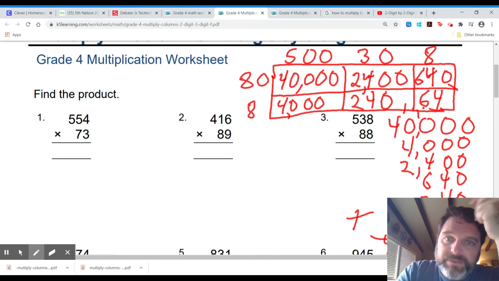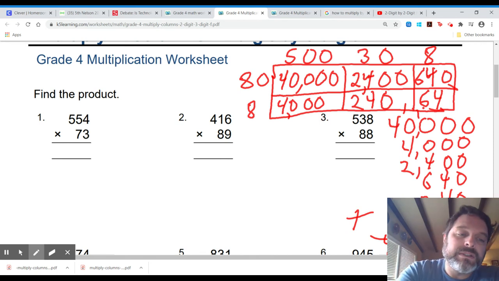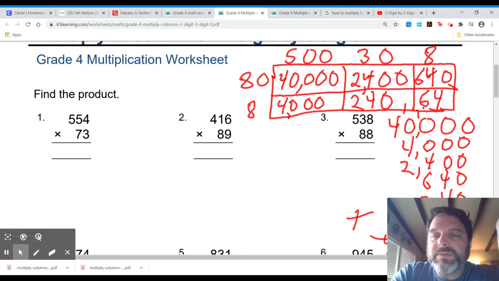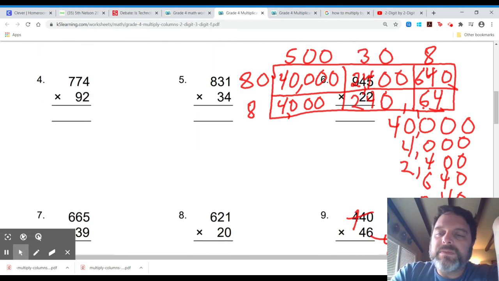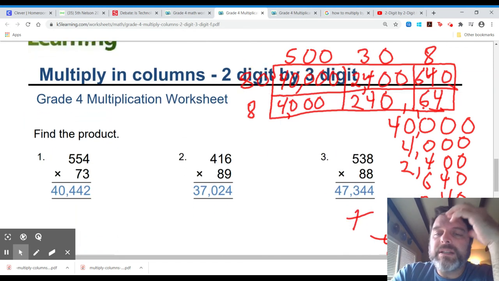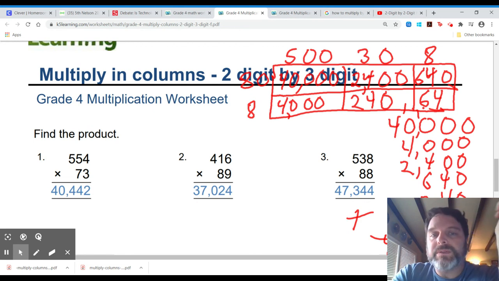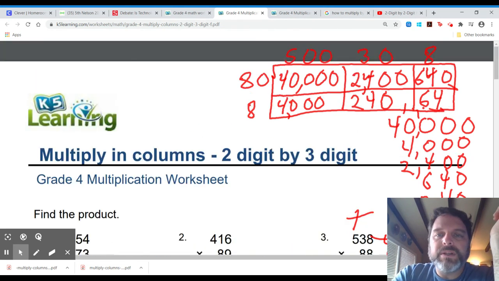Was that the answer before we got? Oh no, I didn't even check. I have to check the answer. Let's check. Let's go below and see if we got it right. So 47,344. We're going to check for that third one. And you can see number 3, we got 47,344. So that's another method you can use for this answer.